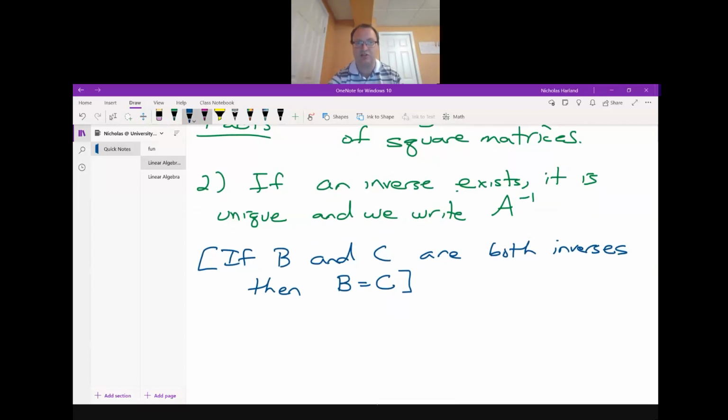So let's take a minute to think about why that would be. This is actually just using a bunch of properties that we would already have. So let's start off with B. B would be the same thing as B times I. Anything times the identity, again, assuming the sizes all match up. These are all square matrices of the same size, so this would be defined. If C is an inverse, then what is I equal to?